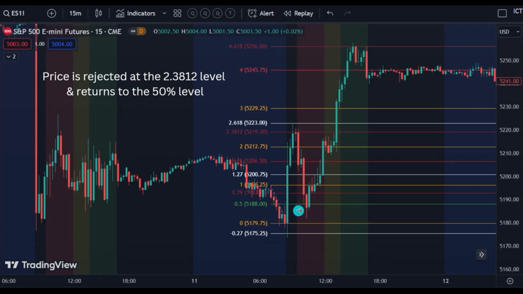And as you notice, that recoil created all the energy for it to move all the way up to this 461.8. You can think about it this way. Once price clears all of these other levels, 127, 161.8, and the 238.12, it has room now and no obstructions on its way to the 400 and the 461.8.